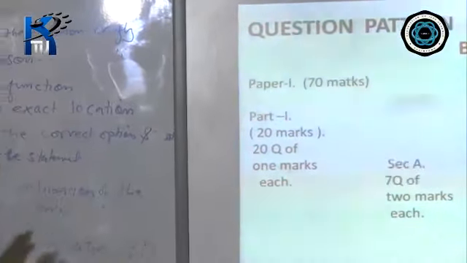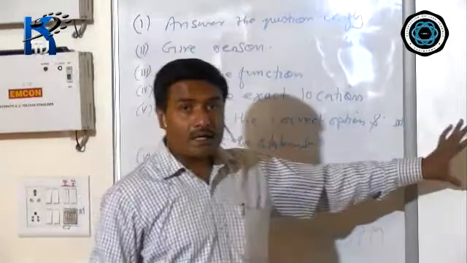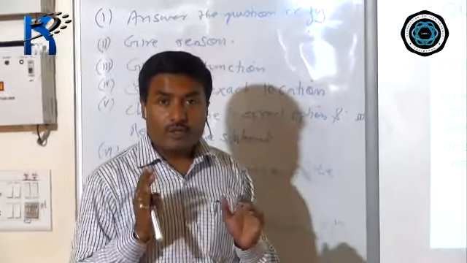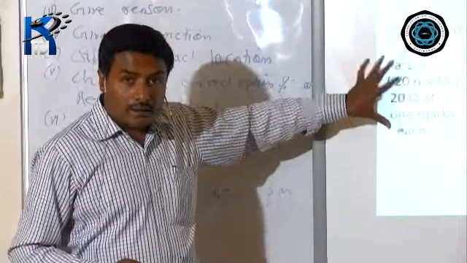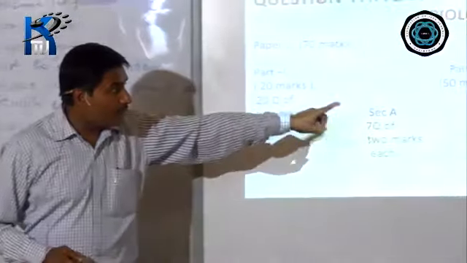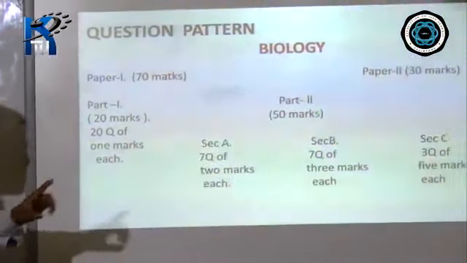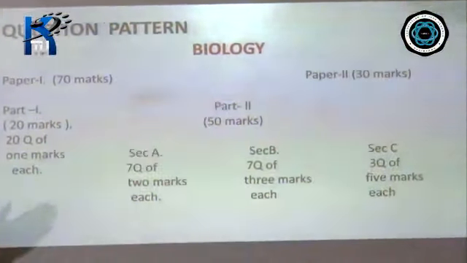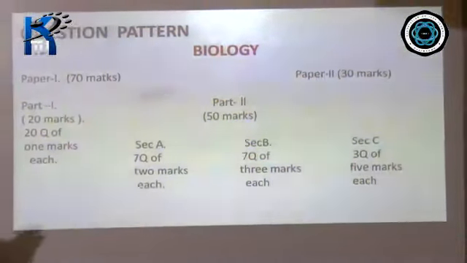Sometimes differentiate the following terms may also come. So the objective part will cover the entire syllabus. So you have to go thoroughly through each and every chapter. Then only can you attempt these questions properly. The rest, Part 2, which is of 50 marks, is subjective, and when it is subjective, write the answer according to the marks. For 2 marks, no need to write half a page, 1 page, 2 pages like that. According to the marks, you write the answer.